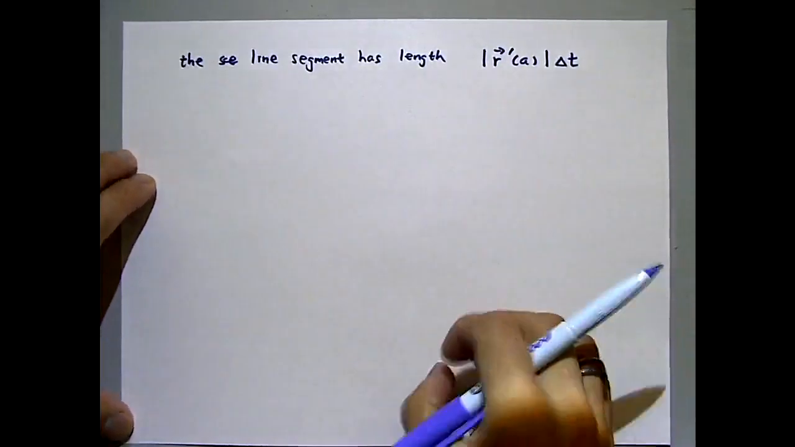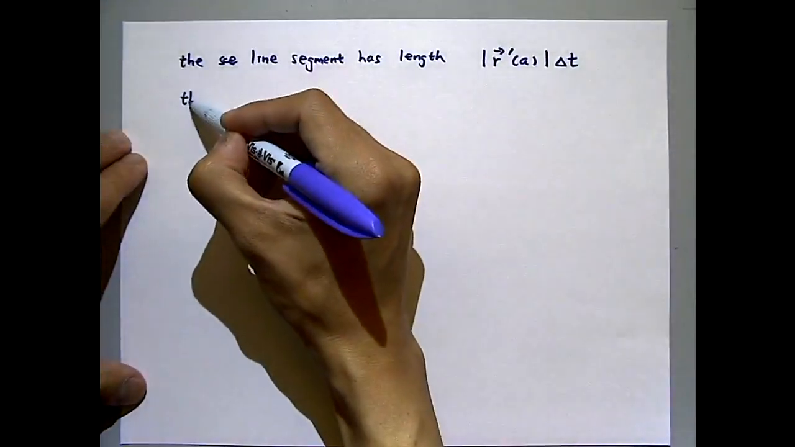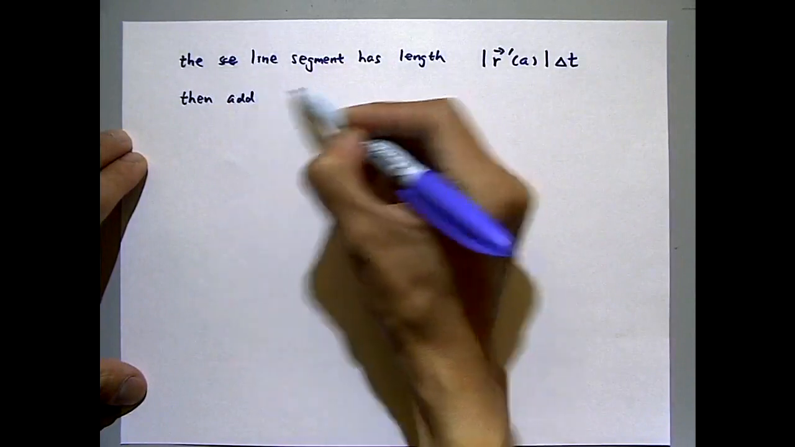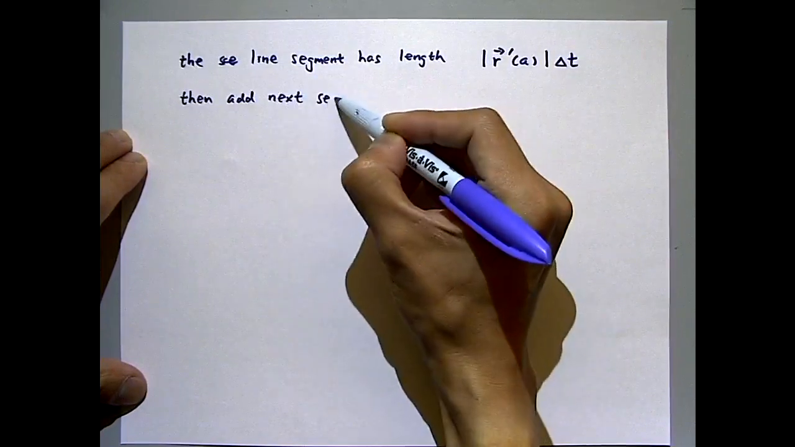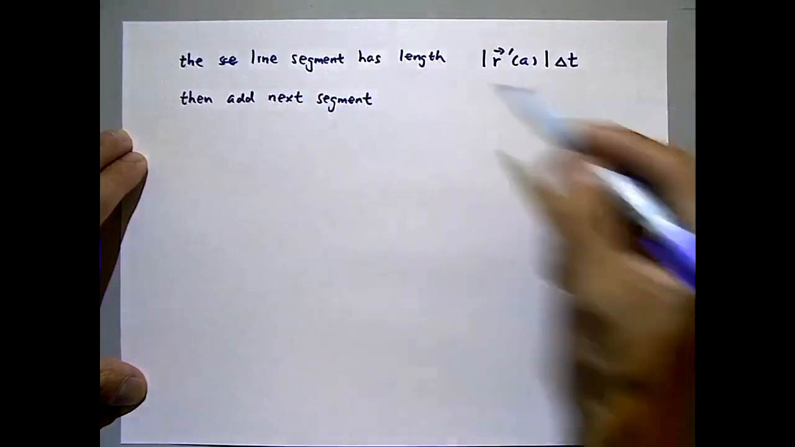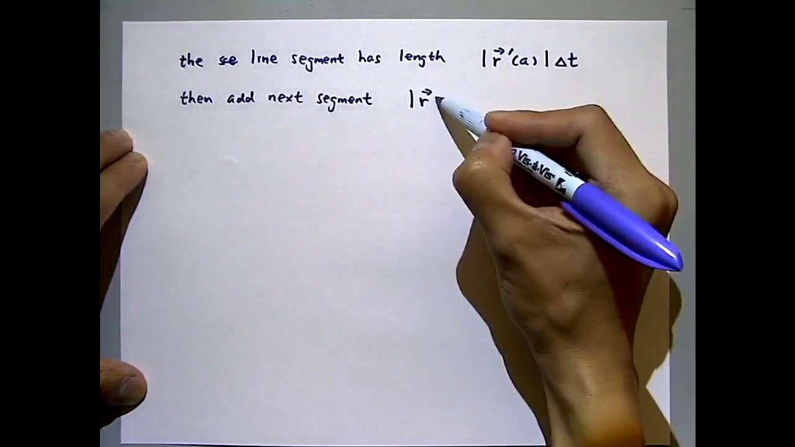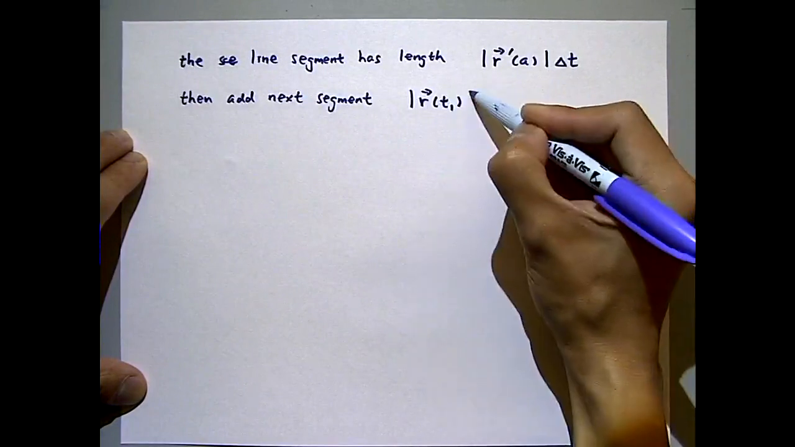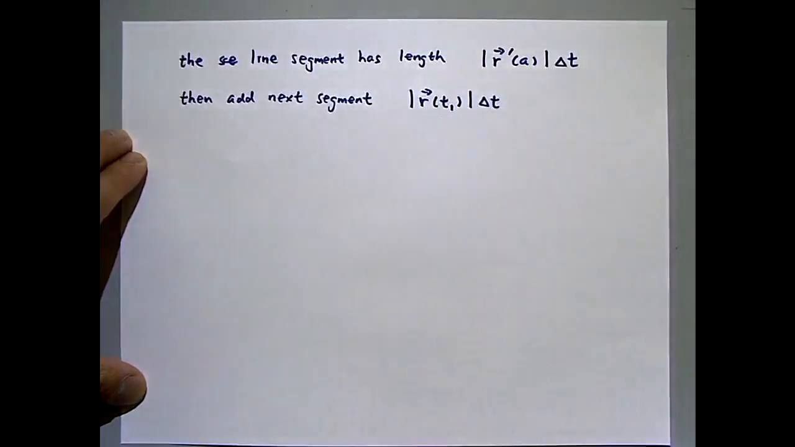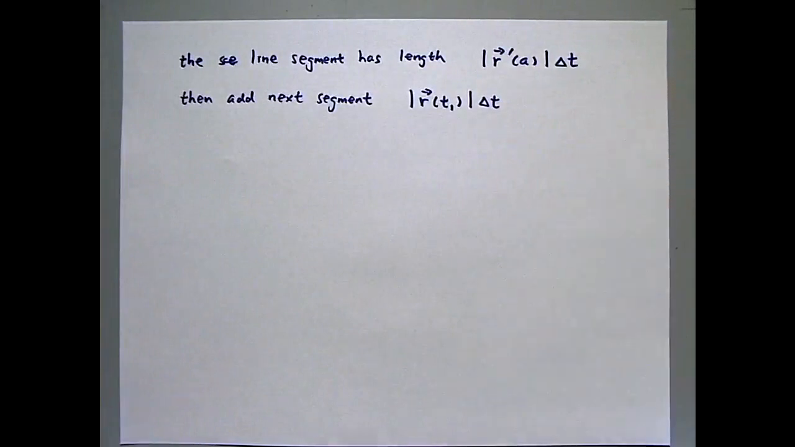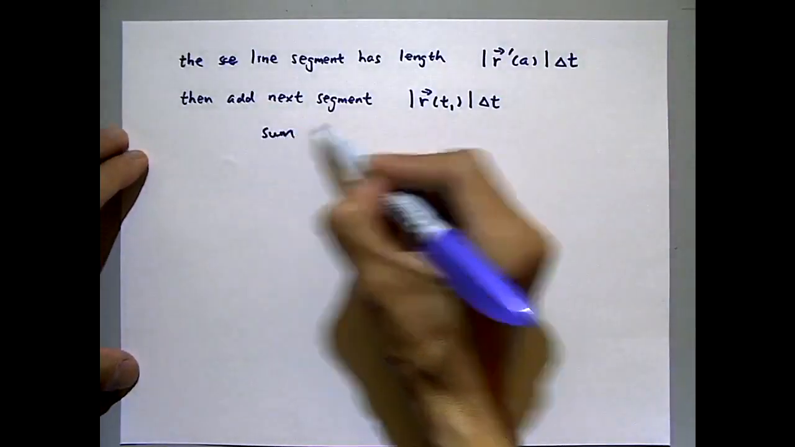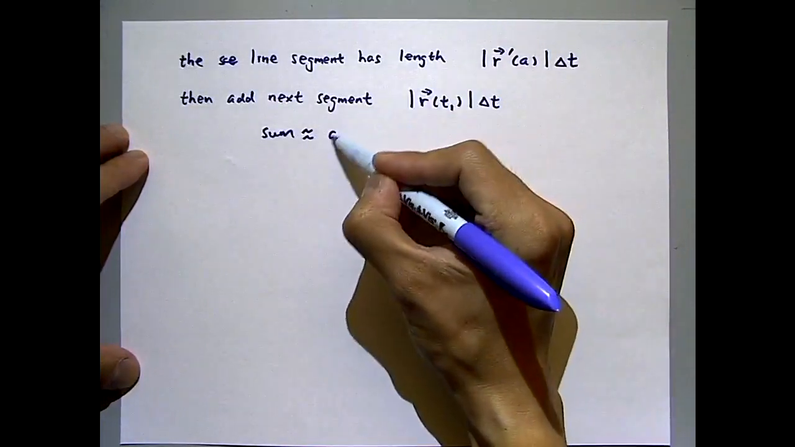And then what I do is I take the second piece and add the next segment, and that one is the magnitude of r prime of t1 times roughly the change in time. So the combination of these two, if you look at the graph I had on the last page, will be roughly equal to the total length of that curve. So the sum is roughly equal to the arc length.